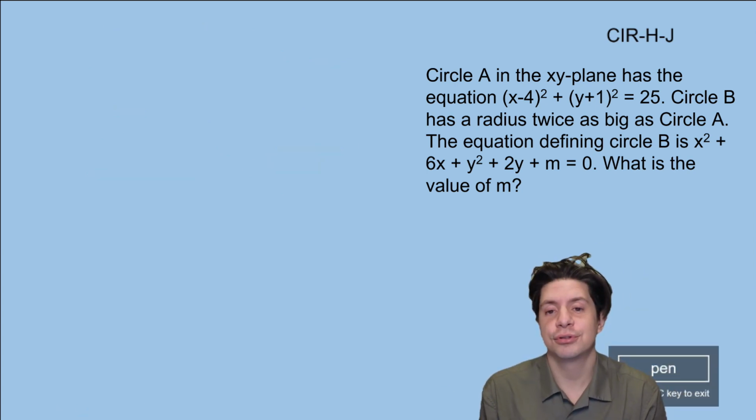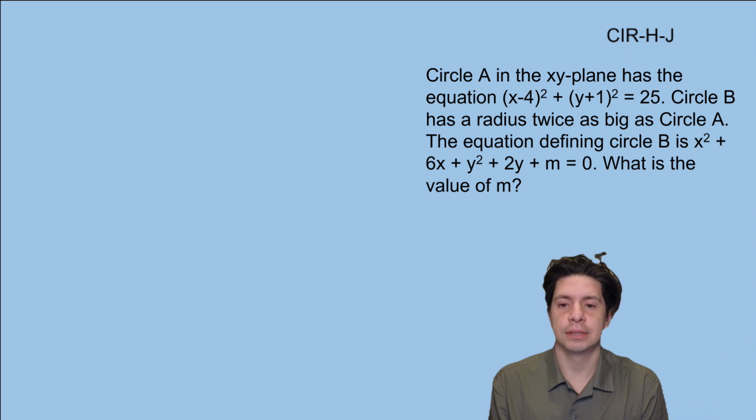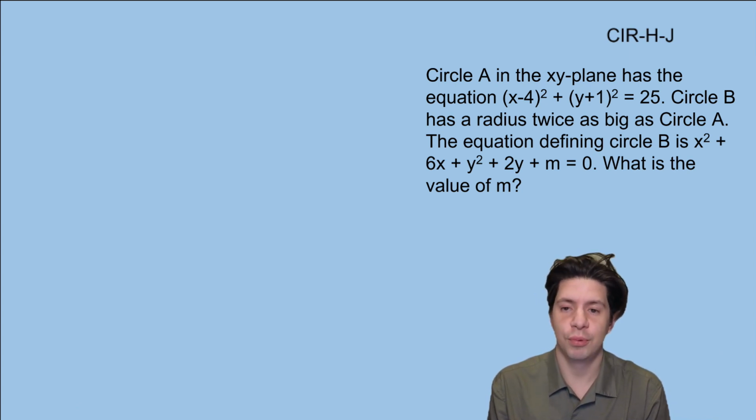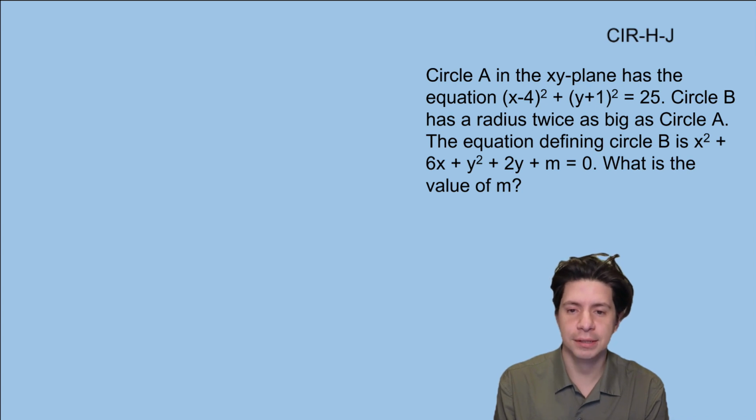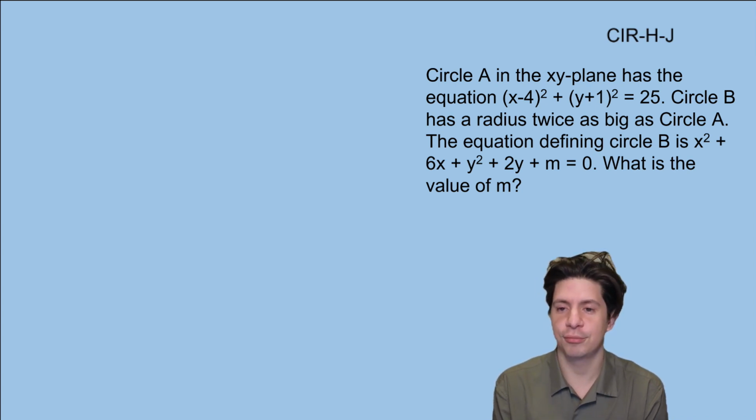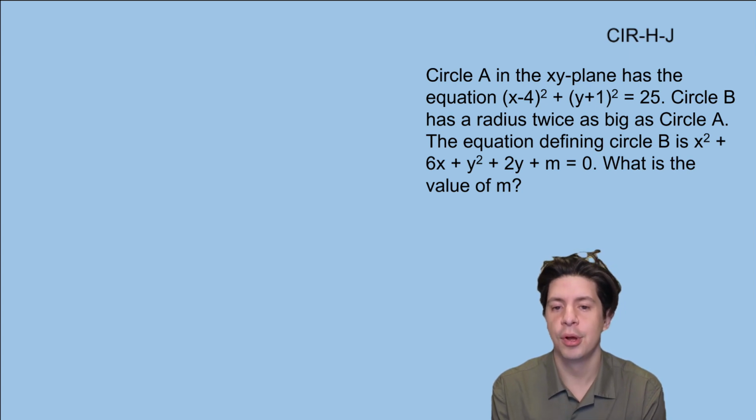Okay, so here we have circle A in the xy plane has the equation (x minus 4) squared plus (y plus 1) squared equals 25. Circle A has a radius twice as big as circle B. The equation defining circle B is x squared plus 6x plus y squared plus 2y plus m equals 0. What is the value of m?